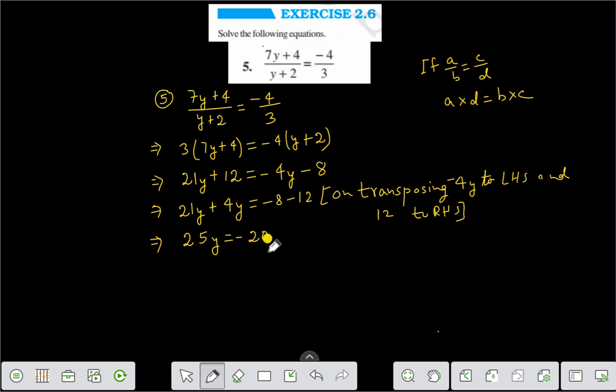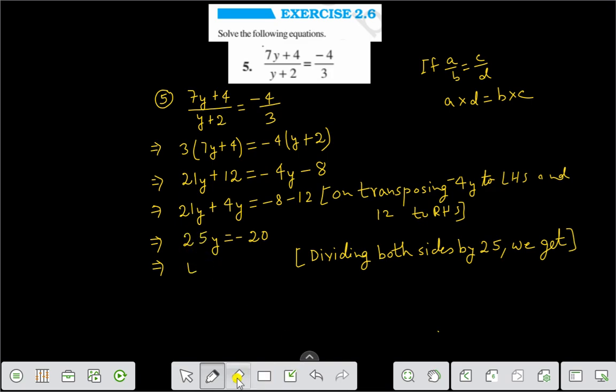Now, dividing both sides by 25, we get 25 by 25, that is y. That is, y is equal to minus 20 by 25.